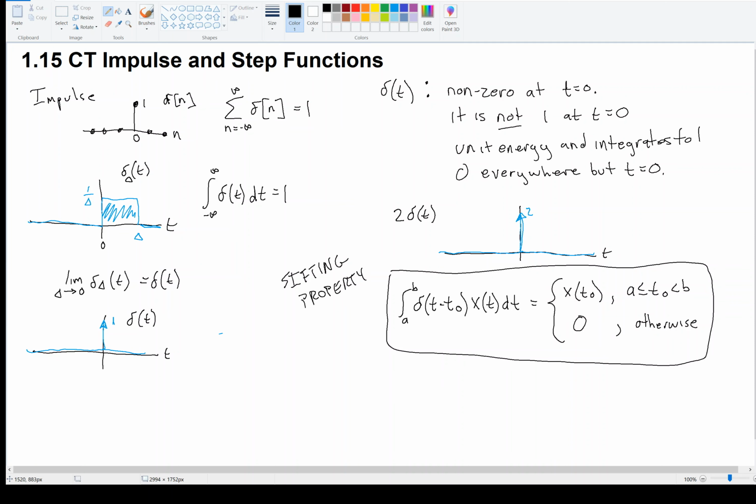Some systems respond more quickly than others do, but we can always find a pulse that is short enough in duration. So the unit impulse is an idealization, a pulse short enough for any system. And it's going to end up being a very important signal that we're going to use to analyze continuous time systems.